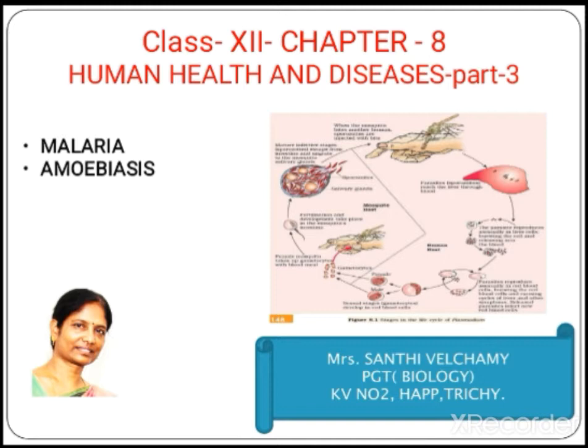So today we are going to study malaria and amoebiasis. You know the rainy season is going to start. Because of rain there can be ditches and stagnation of water. If there is stagnation of water, there is a chance of mosquitoes growing. Okay children, the mosquito, the vector, causes many diseases.